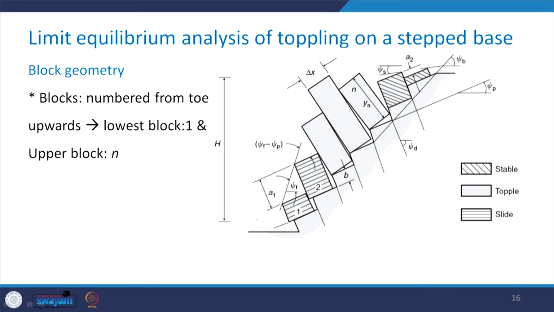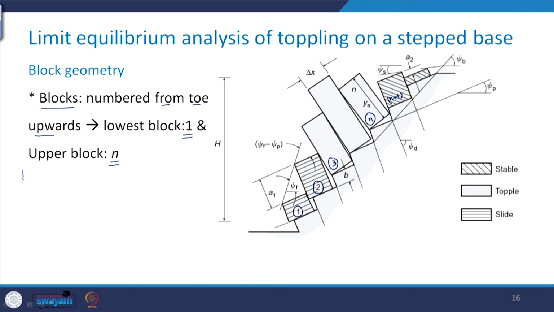Now, when we go for the numbering of the blocks, these are numbered from the toe upwards. That means the bottommost block at the toe will be numbered 1, then going upward 2, 3 and so on. Say this is the nth block and this will be n plus 1 and so on, say m number of blocks are there. So, the lowest block I will write as block 1, and the upper block for which the analysis is being carried out is going to be block n.